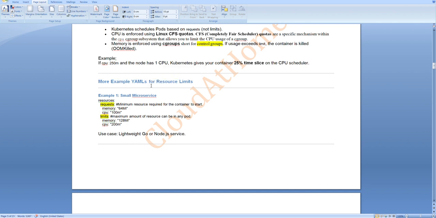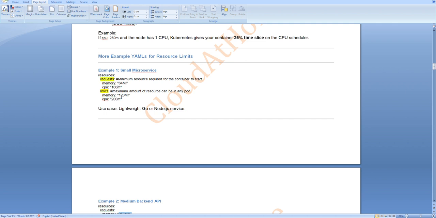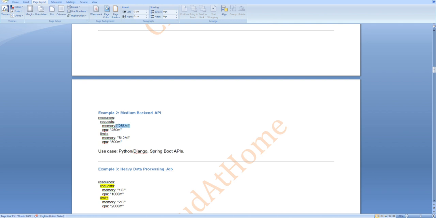More examples: this one we have already understood, you can use it for small microservice applications, where your Node.js goes. Let's understand this, which is medium. Here we are using 64 and 128 MiB of memory. Here we are using 256 and 512 maybe MiB.